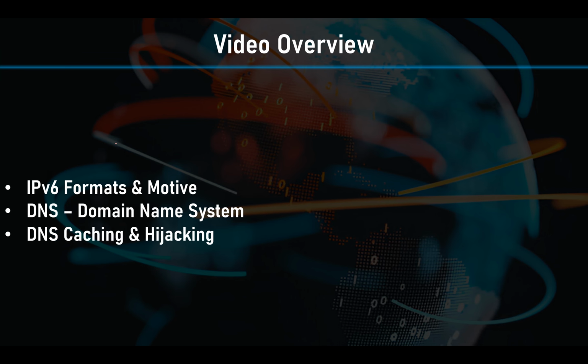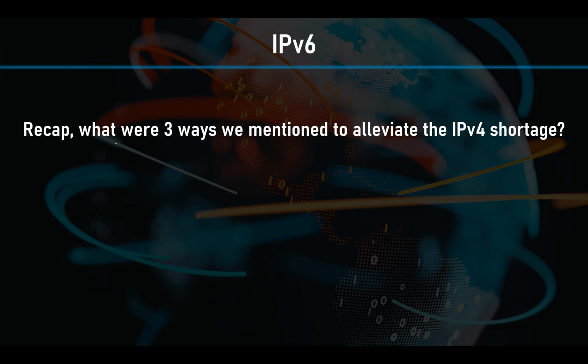And we'll also look in a bit more detail at something called DNS caching, basically saving the result of a DNS query, and also DNS hijacking, a form of pharming. So if we look at IP version 6, now if we recap, there were 3 ways we mentioned to alleviate the IP version 4 shortage. So pause the video and hopefully you can remember some of these.